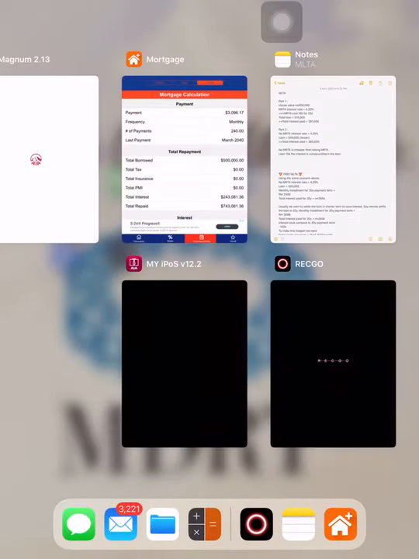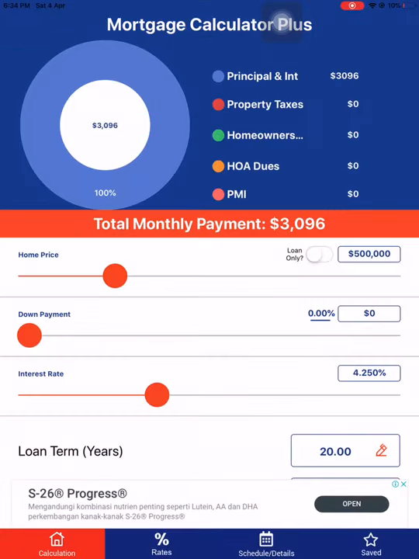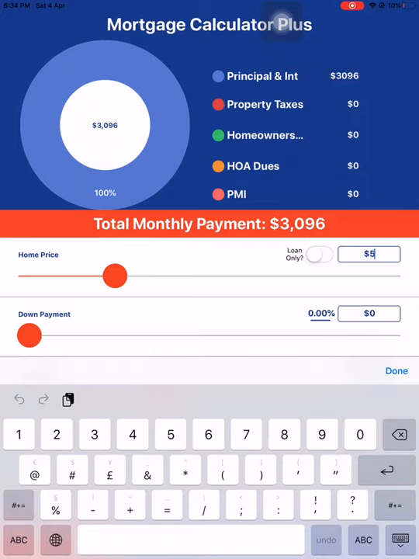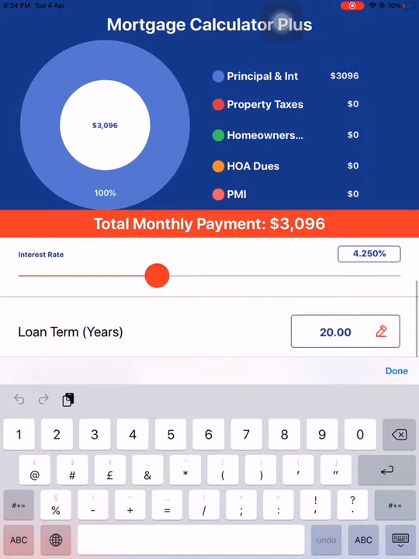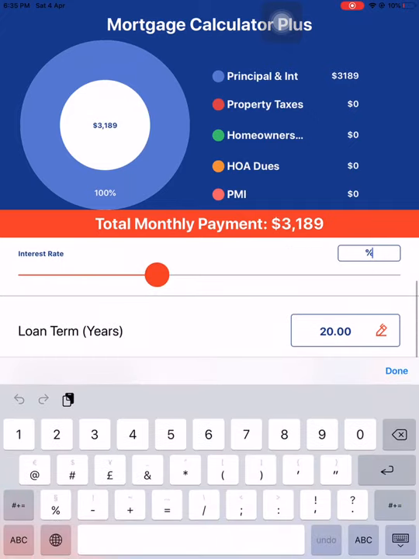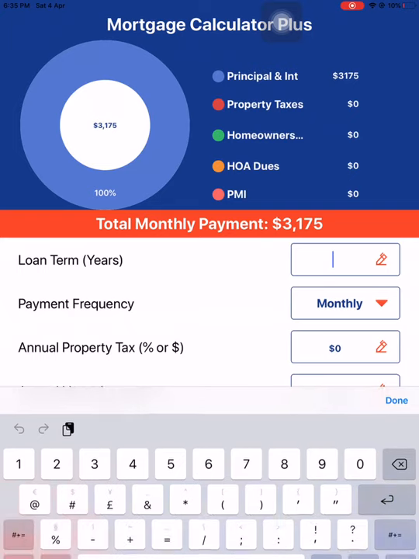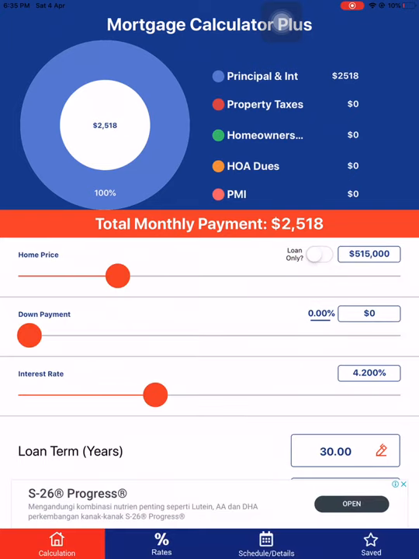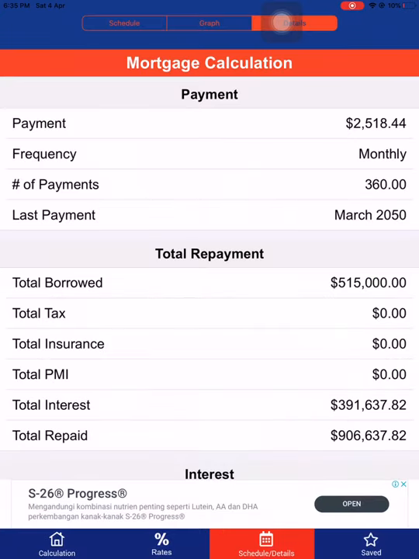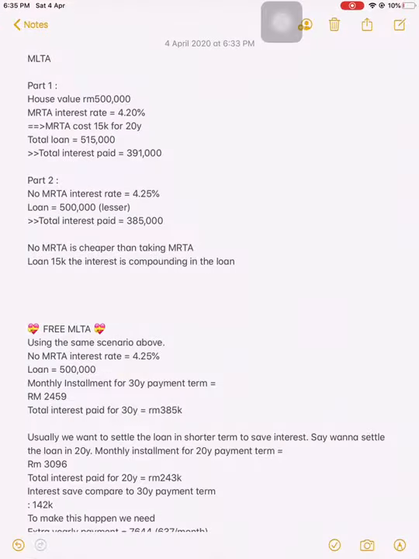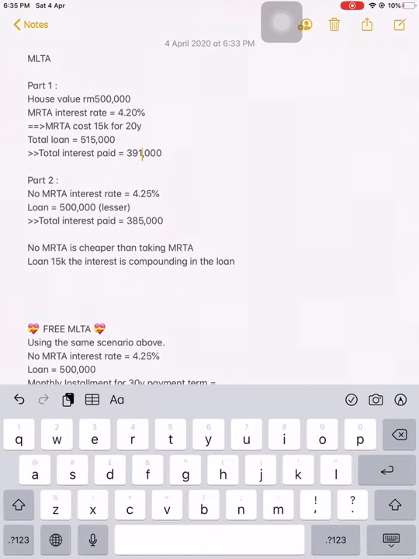So let's check the interest paid. Open up your mortgage calculator, put in 515,000 because 15,000 is the MLTA. Loan with the interest is 4.2 for 30 years. Okay, so you look at the interest paid is 391,000. Total amount paid for the house is 906,000. Okay, so 391,000 for the interest paid.